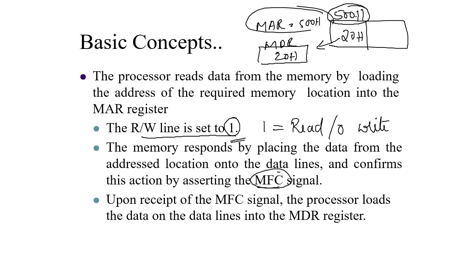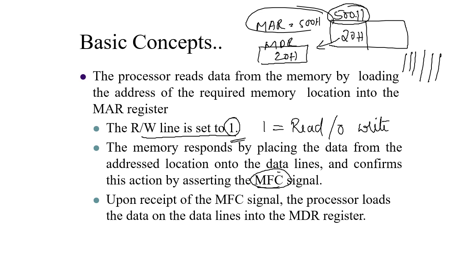In between the processor and the memory, there is a data bus as well as an address bus. Whatever the memory location from which the data has to be accessed, 500H, will be loaded into the address bus through MAR, and once the memory receives the signal to read, it responds by loading the content that is present in the address 500H into the data bus.